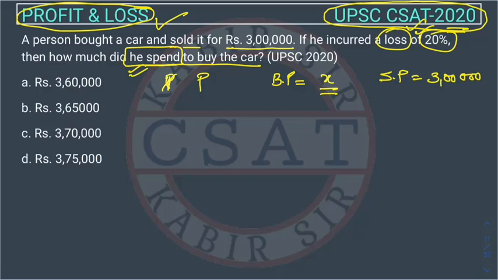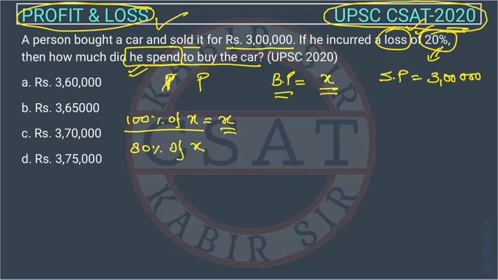And how much loss did he incur? He incurred a loss of 20%. So this loss will be on what price? It will be on the buying price. If you remember, I told you that 100% of x is x. In percentage for profit and loss, we write x as 100% of x. If there is a loss of 20%, then it will be 80% of x.